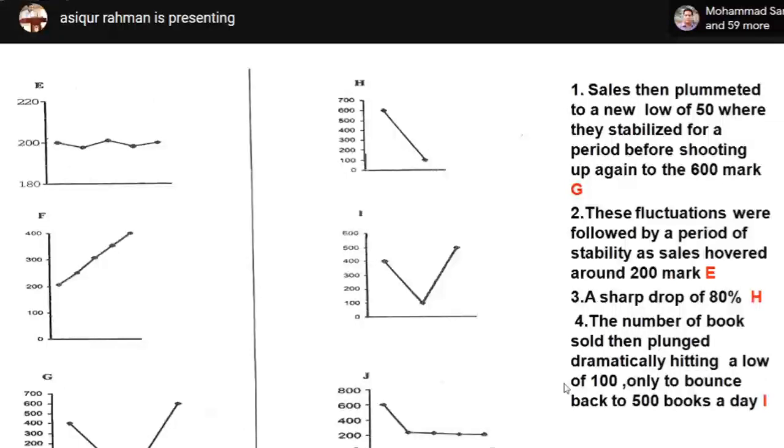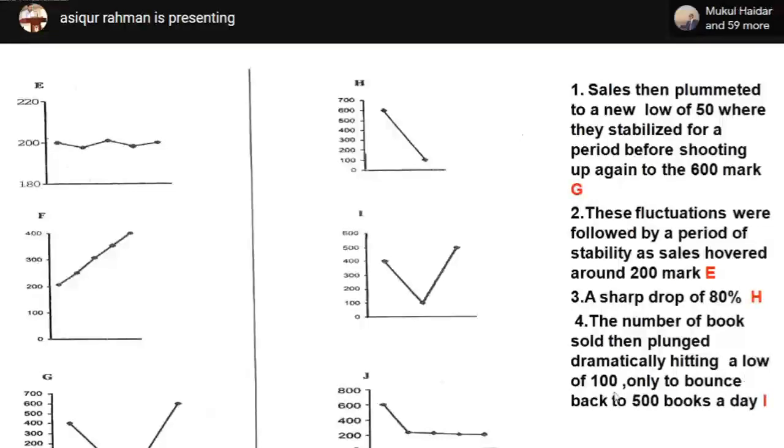And plunge dramatically. What does plunge mean? What does dramatically mean? Sharply. And plunge means to suddenly move to a new level. Suddenly move from one level to another level. That's called plunge. With a blink of an eye, sharply moving. That's plunge. And hitting a low of 100.